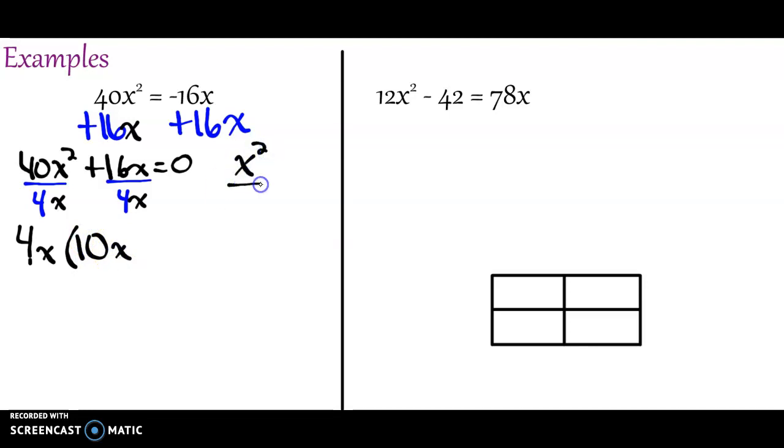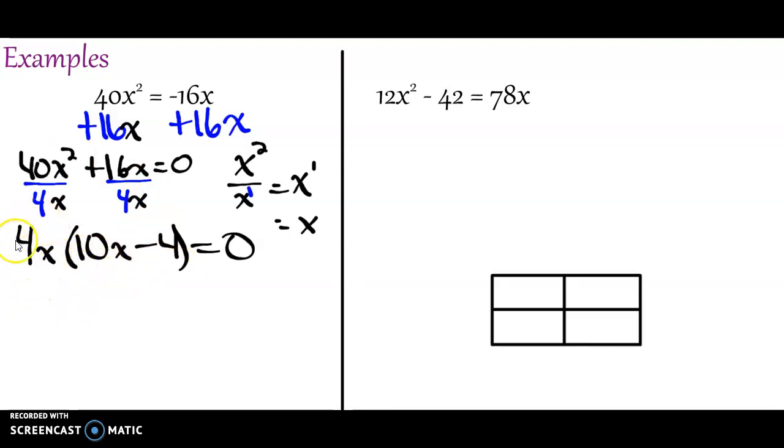Just so you guys are able to see that, if I have an x, the exponent is a 1. And if I subtract, 2 minus 1, that just leaves me with x to the first power, or I could just write x. It's the same thing. So that's why we obtain 10x. And then 16x divided by 4x just leaves me with 4. That equals 0.